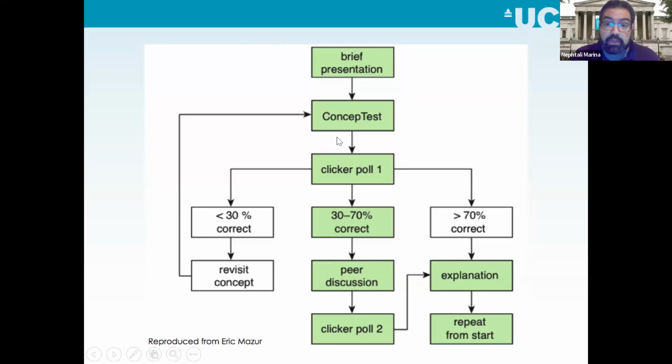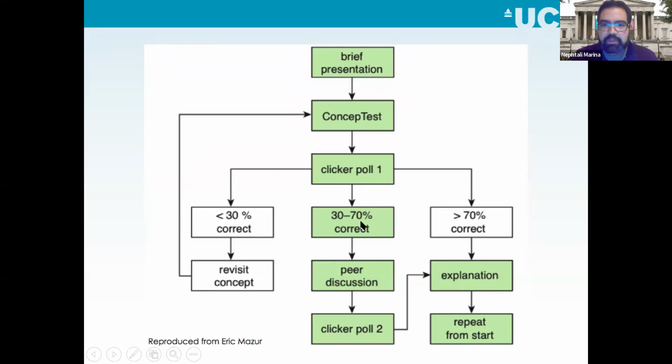Then the students are allowed to think for 2 minutes and vote. And this is an important thing. If less than 30% of the students choose the correct answer, then you need to go back and revisit the concept, give a little explanation, and present the question again. If 70% of the students pick the correct answer, then that's pretty much the end. The teacher just gives an explanation and moves on to the next topic.